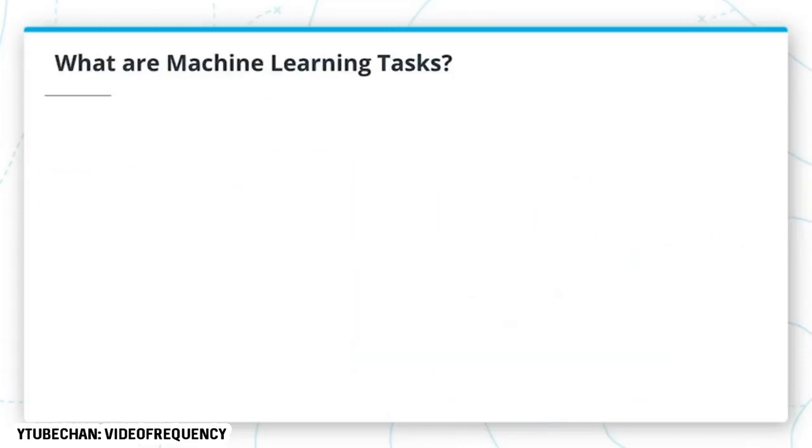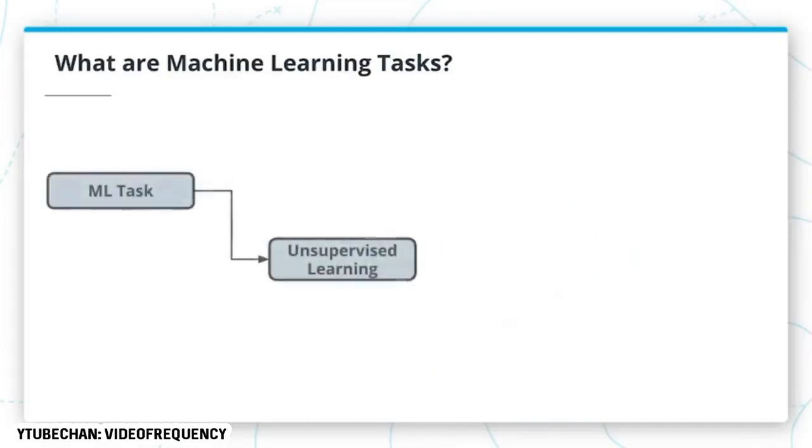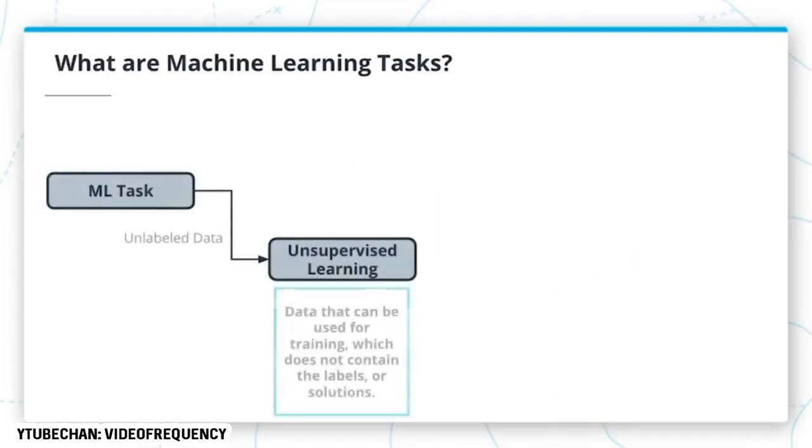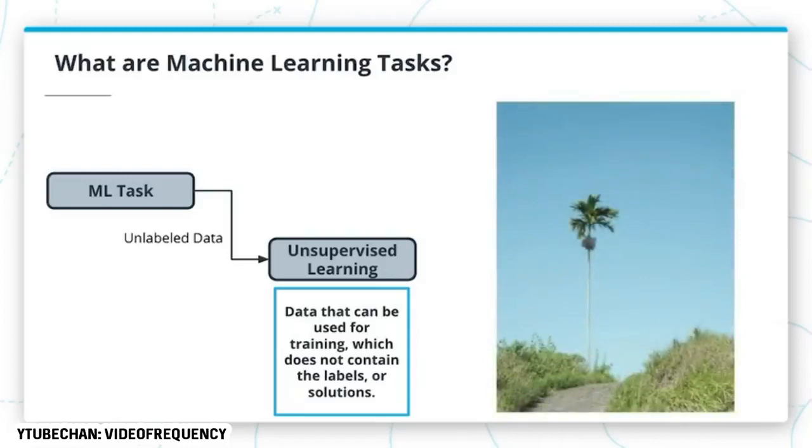Another type of machine learning task is unsupervised learning. As you might guess, we call data unlabeled when we don't have the solutions or labels. Let's look at a couple of examples here. Take a quick look at this picture. What do you see? Your first thought might be a tree.